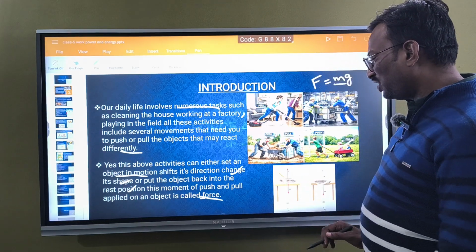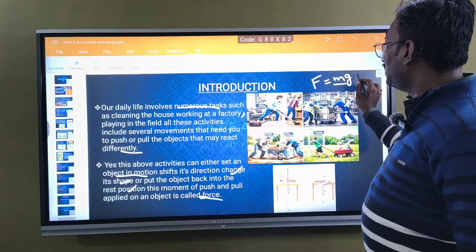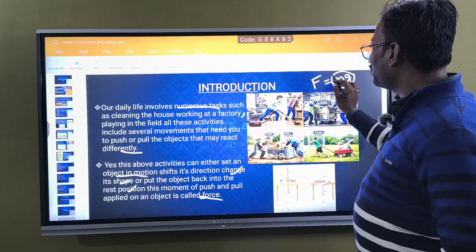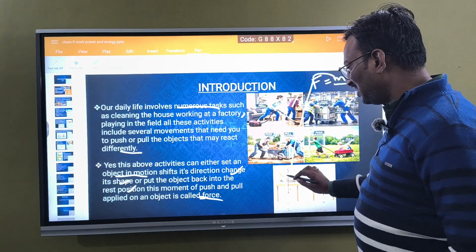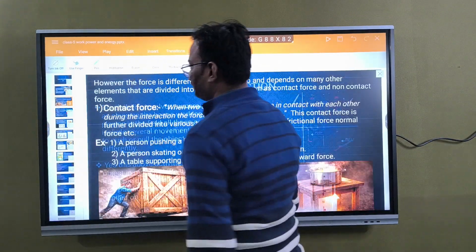The earth is going to attract it, so that one we call gravitational pull. They are both considered as force. This force is nothing but the weight of a body. Alright, we will discuss one by one later.